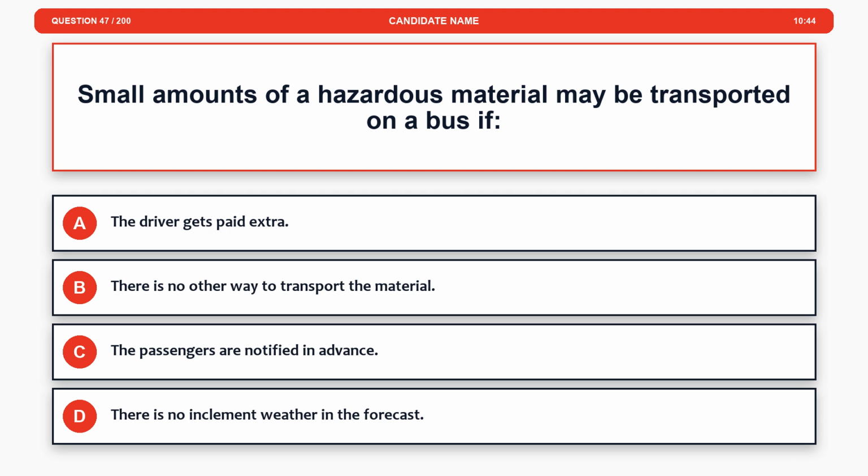Question 47. Small amounts of a hazardous material may be transported on a bus if option A, the driver gets paid extra. Option B, there is no other way to transport the material. Option C, the passengers are notified in advance. Option D, there is no inclement weather in the forecast.